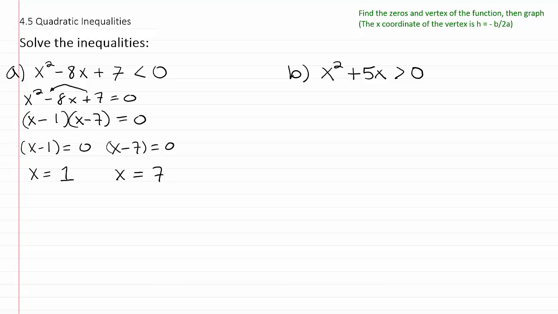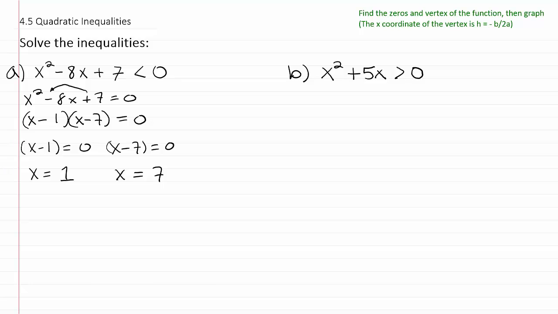Now from here, we want to also figure out where the vertex of the function is located, and we want to think about whether the function opens up or down. But that should be obvious. Remember that the function will open up if the leading coefficient in front of x squared is positive. In this case, it is positive, so I will say that the function is going to open up.